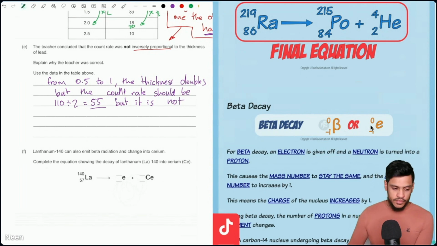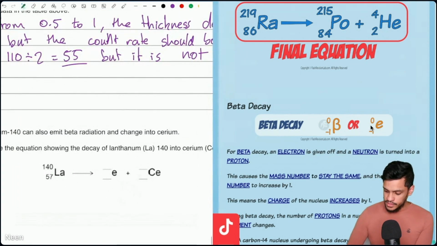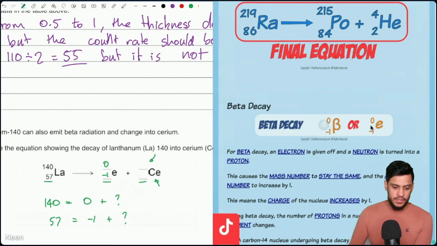So you can put the numbers that we've got up there. So that's 0 and -1. And then you can kind of work out what these numbers would be. Can you guys figure it out? What number should be up here? So basically 140 is equal to 0 plus something. And for the bottom ones, it's 57 is equal to -1 plus something.